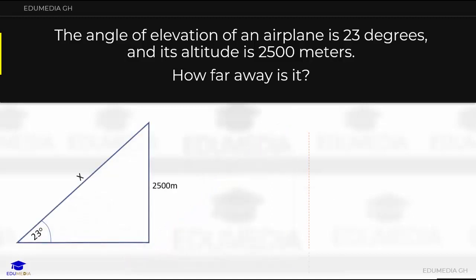The sine function that we're going to use here is sine theta equals opposite divided by hypotenuse. From the figure that we have here, the side that is directly opposite the angle, that is x. And it's very apparent that that is what the question is asking us to look for. Sine theta equals opposite divided by hypotenuse. We have the theta, the angle of 23 degrees, given to us in the question. And the opposite figure is also located in the question, that's 2500 meters.